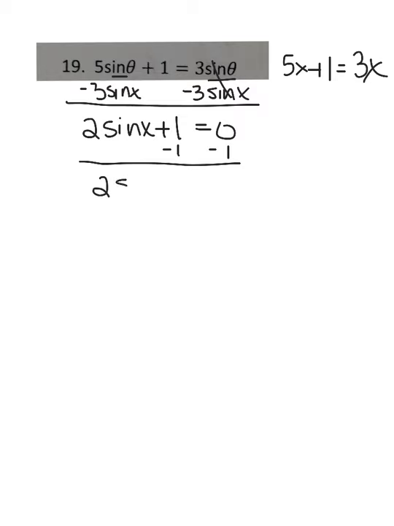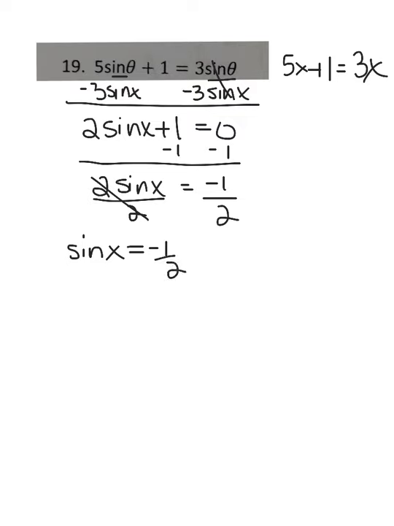And now let me move the 1 over. So that's going to give me 2 sine x equals negative 1. And let's divide out the 2. Okay, so I have sine of x equals negative 1/2. Okay, so again, let's just ignore the negative, and we're looking for an angle whose sine is 1/2, which is 30 degrees.